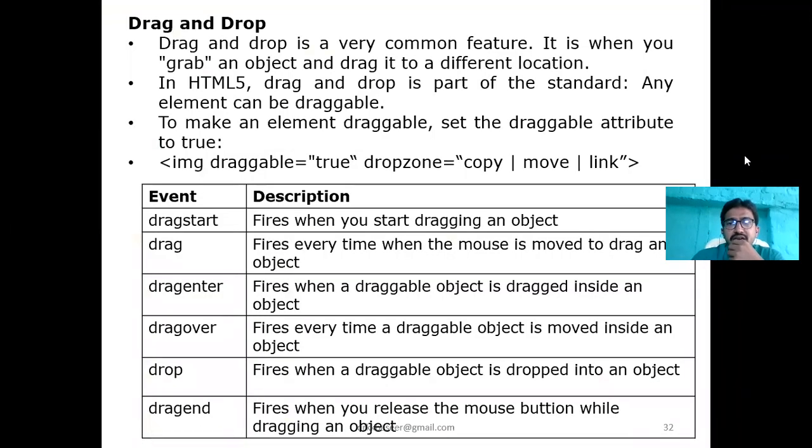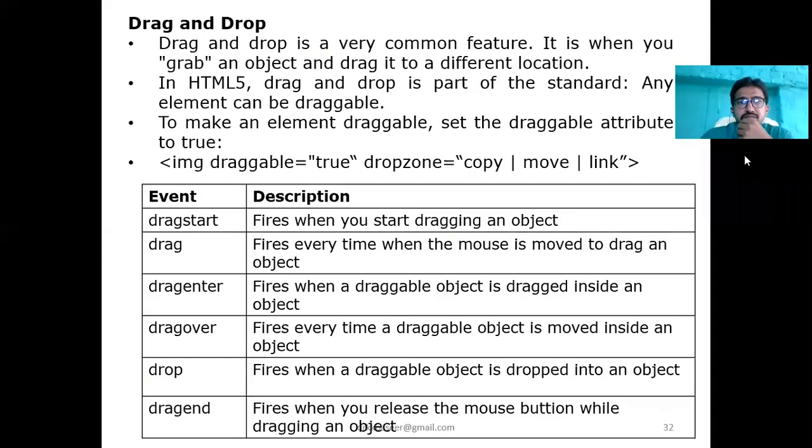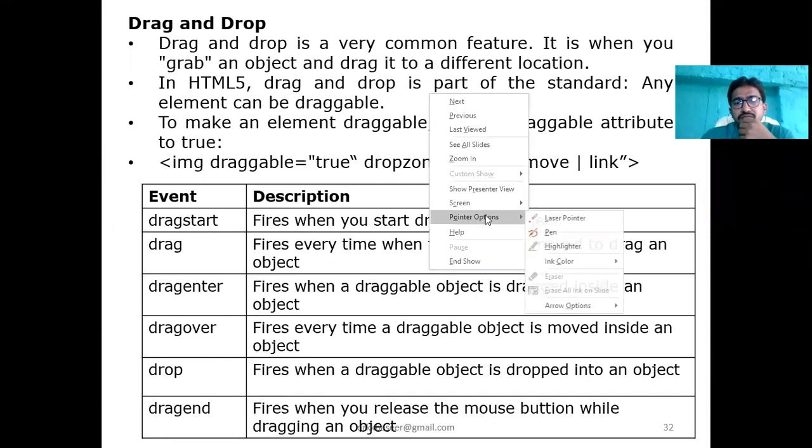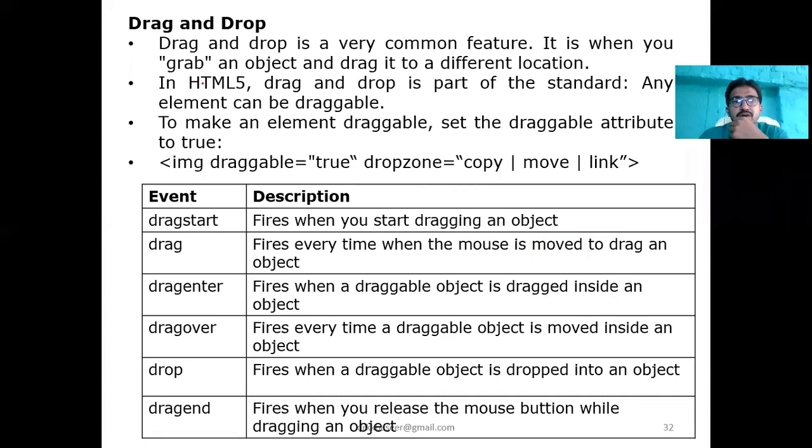See here, the drag and drop is a very common feature. It is when you grab an object, in the sense when you are selecting an object, maybe that object may be an image, a table, a text, or some sort of paragraph, and drag it into another, different location.